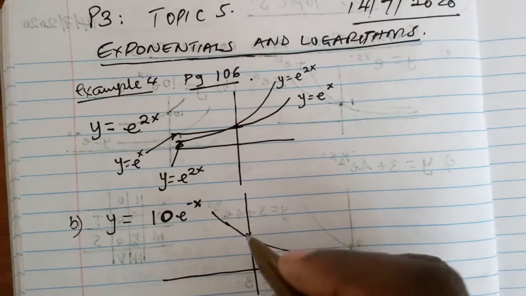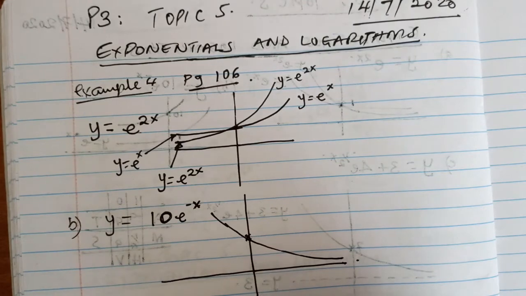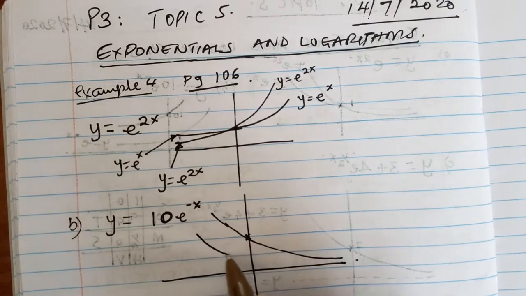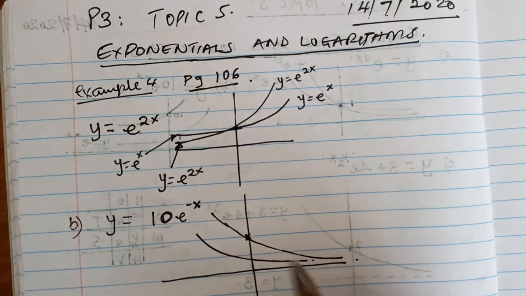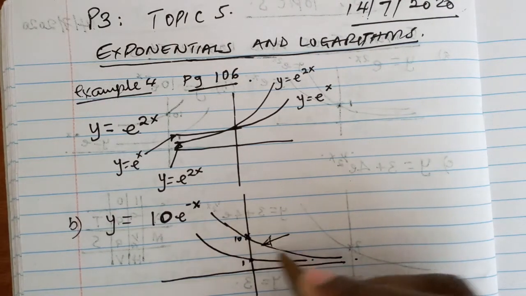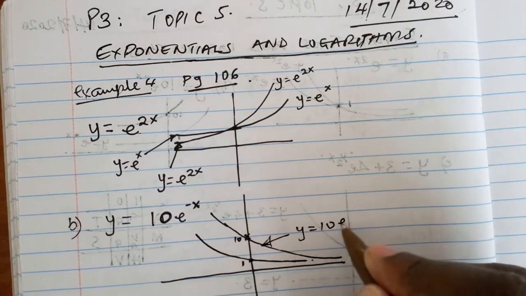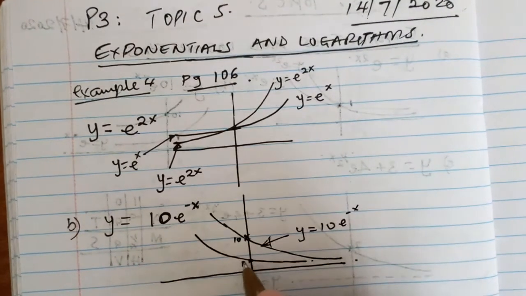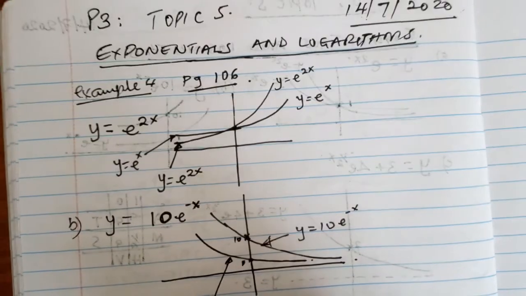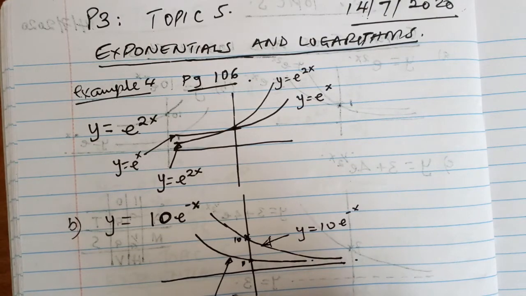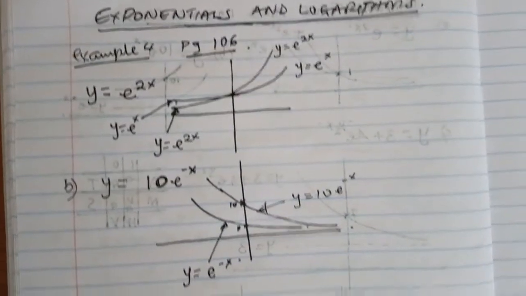This is as opposed to the graph of y is equals to e raised to power negative x. This is 10 and this is 1. This is the graph of y is equals to 10 e raised to power minus x, and this is the graph of y is equals to e raised to power negative x.